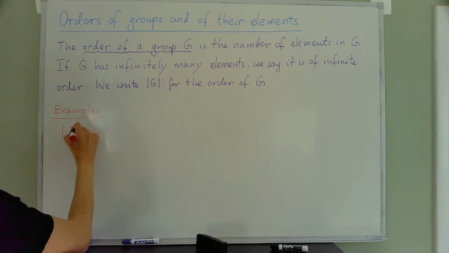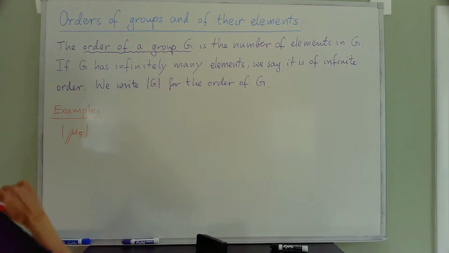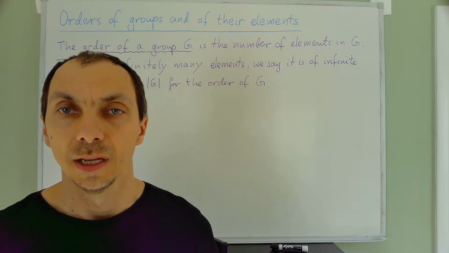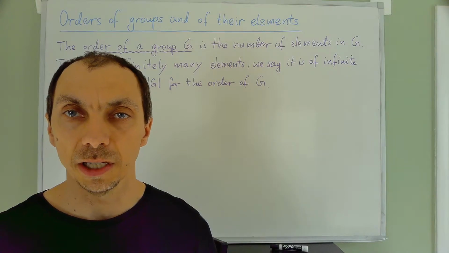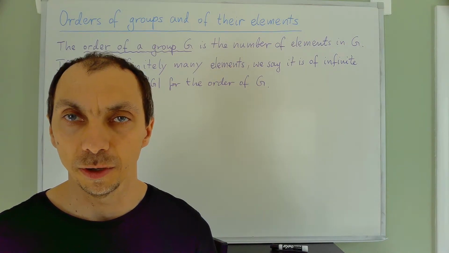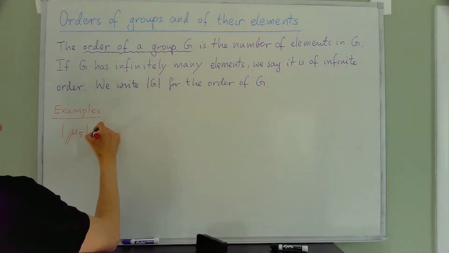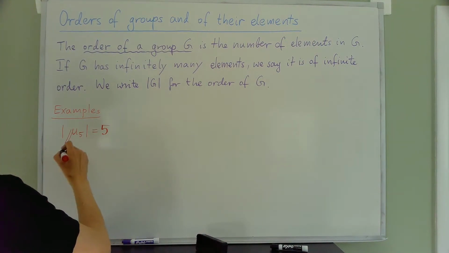What's the order of the group of fifth roots of unity? Well, how many fifth roots of unity do we have? Zeta 5, zeta 5 squared, zeta 5 cubed, zeta 5 to the fourth, and 1. There are 5 of them. So the order of the group mu 5 is 5.